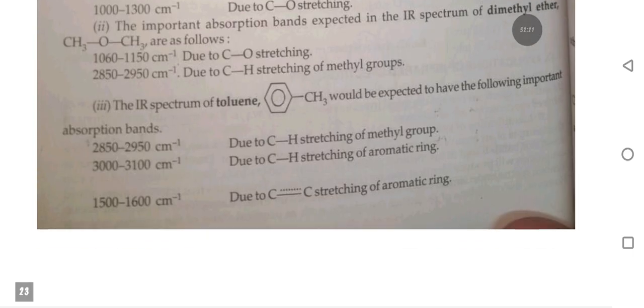The IR spectrum of toluene would be expected to have the following important absorption bands: 2850 to 2950 cm inverse due to CH stretching of methyl group. 3000 to 3100 cm inverse due to CH stretching of aromatic ring. 1500 to 1600 cm inverse due to C=C stretching of aromatic ring.